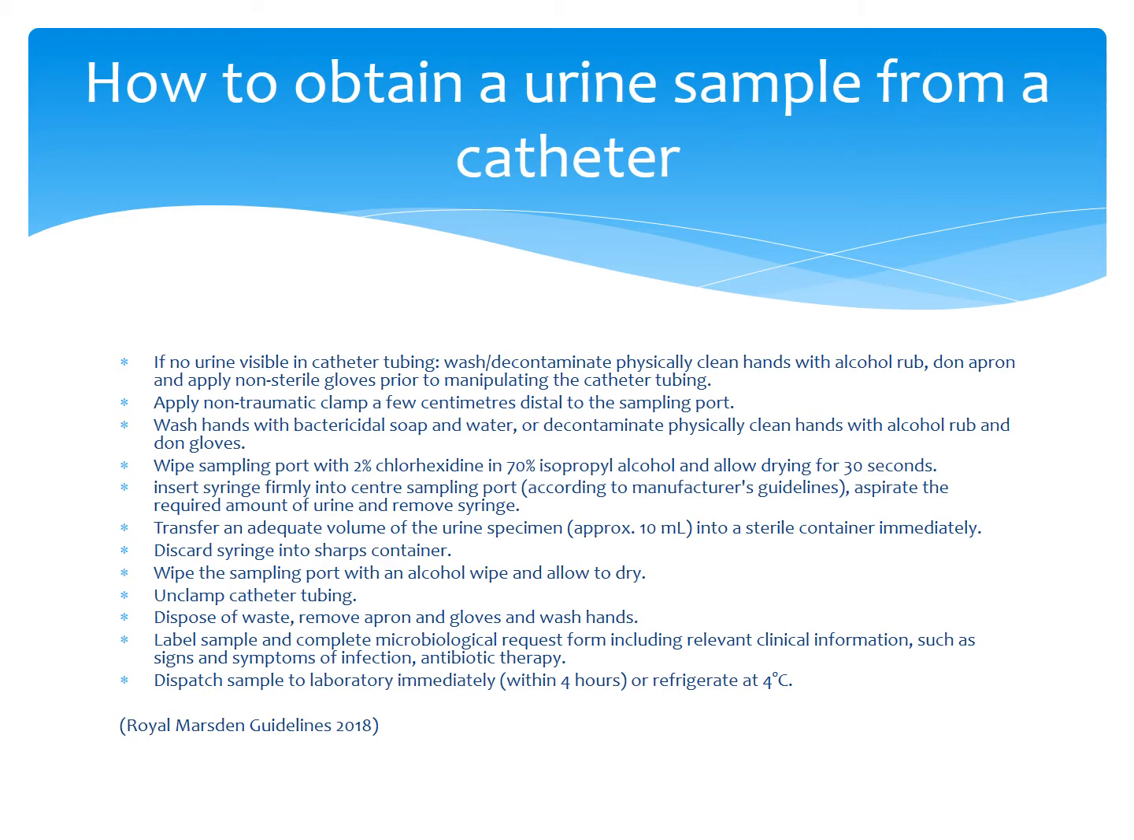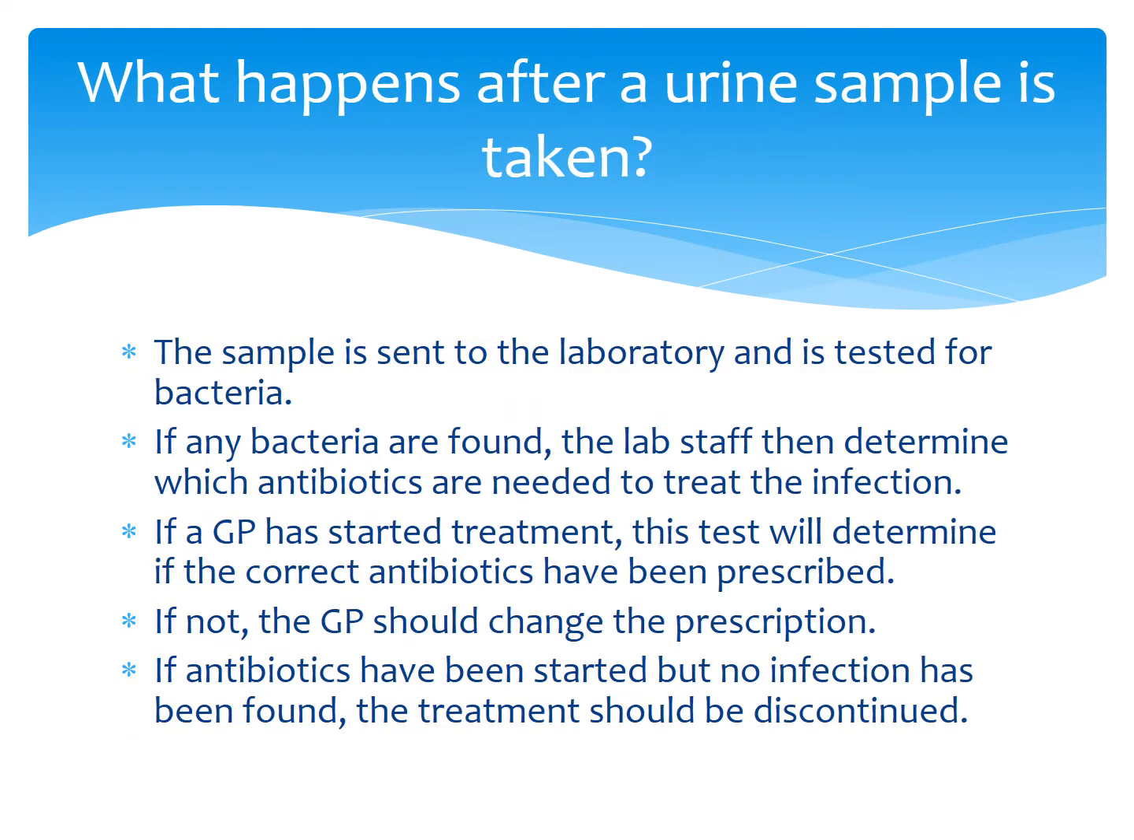The information on this slide details how to obtain a sample of urine from a catheter and is based on the Royal Marsden guidelines. So what happens after a urine sample is taken? The sample is sent to the laboratory in the hospital and is tested for bacteria. If any bacteria are found, the lab staff then determine which antibiotics are needed to treat the infection.